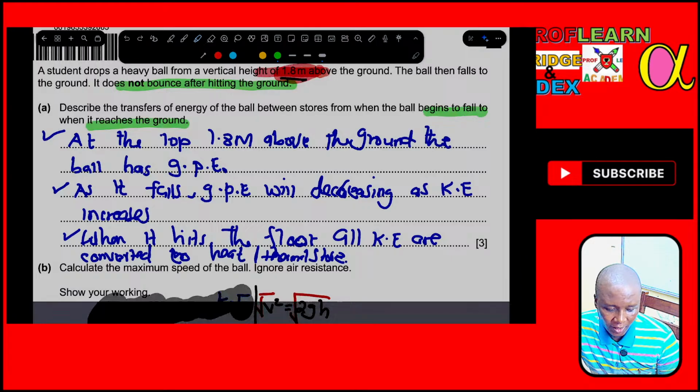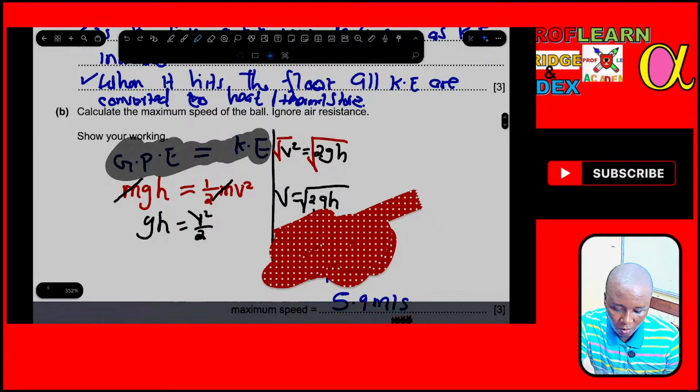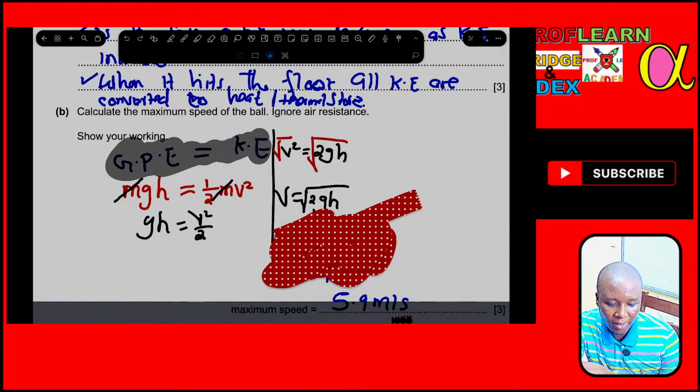You were supposed to highlight 3 points. At the top above the ground, it has potential energy. As it falls, gravitational potential energy decreases as kinetic energy increases. When it hits the floor, all the kinetic energy will be converted to thermal energy. And there is another concept that was introduced here to calculate the maximum speed.